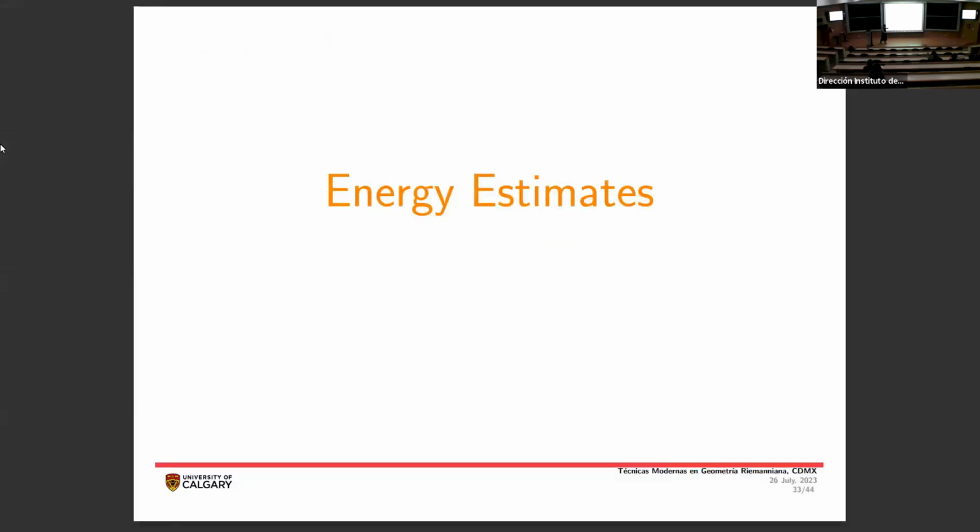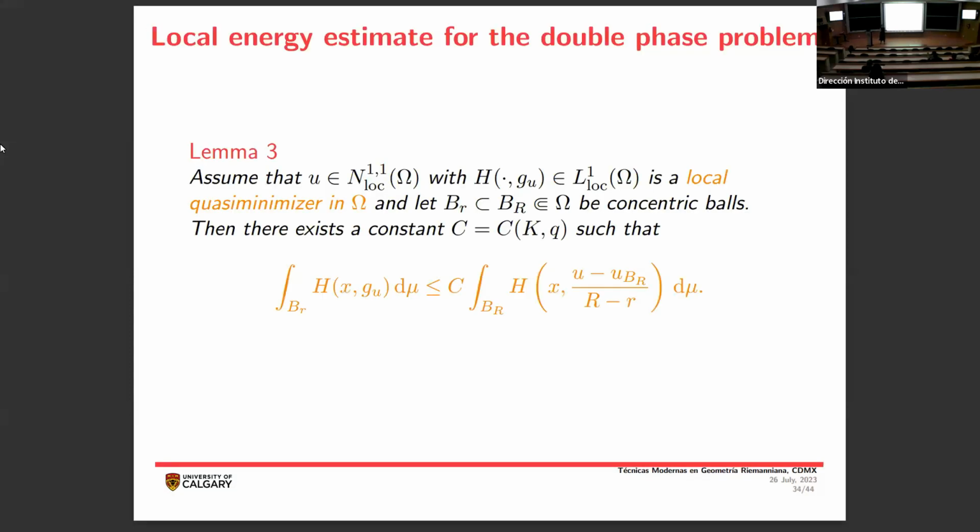Okay, so the first step is to prove energy estimates. So again, we start with local energy estimates. We start with a local quasi-minimizer, and basically we prove that this inequality holds. This inequality is telling us that something in terms of the upper gradient can be bounded by something in terms of the average. So a local quasi-minimizer satisfies this type of inequality.